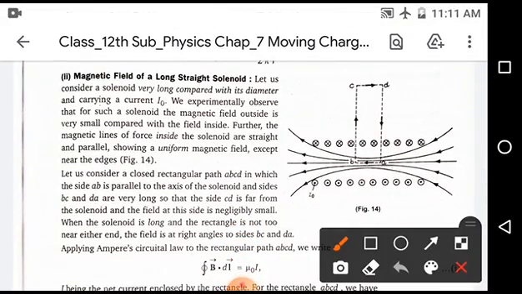Now the second application is the magnetic field of a long straight solenoid. First of all, I want to describe the meaning of a solenoid. A solenoid is a construction made by winding a number of turns of insulated copper wire on a cardboard or china clay core. In a solenoid, the length is always much greater than the breadth. Here ABCD in the figure is a solenoid where the length is very large and the breadth is very small.